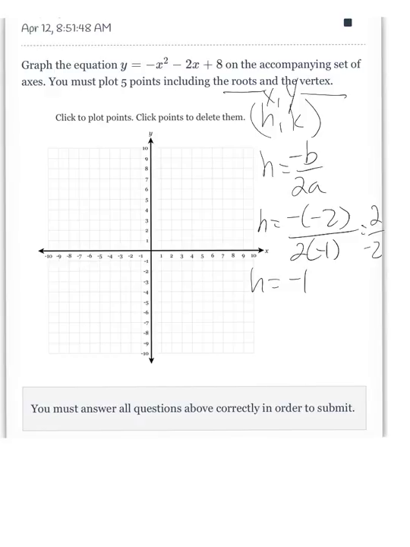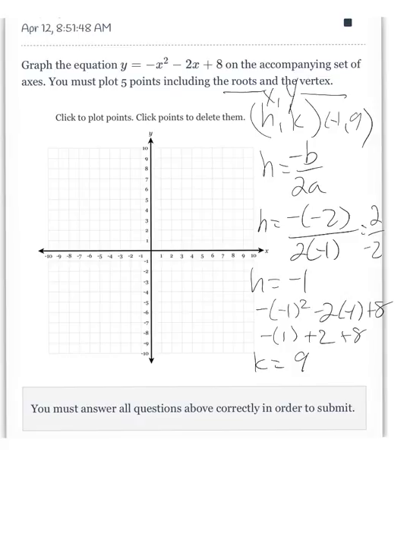So to find our k, we plug negative 1 back into the original problem. So the opposite of negative 1 squared minus 2 times negative 1 plus 8. That'll give us our vertex. So this is the opposite of 1 plus 2 plus 8. 2 plus 8 is 10. 10 minus 1 is 9. So that's my k. So our vertex is the ordered pair negative 1 comma 9.